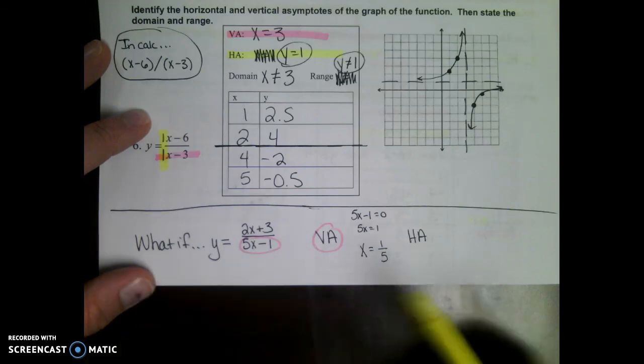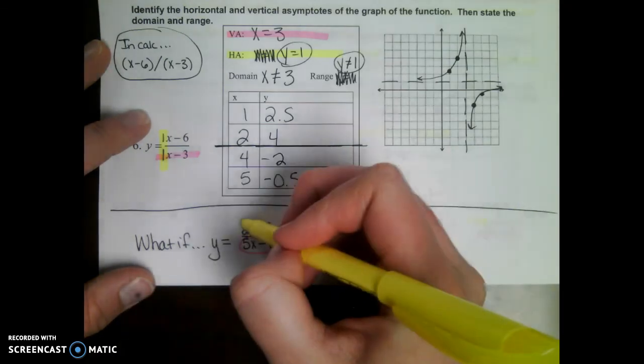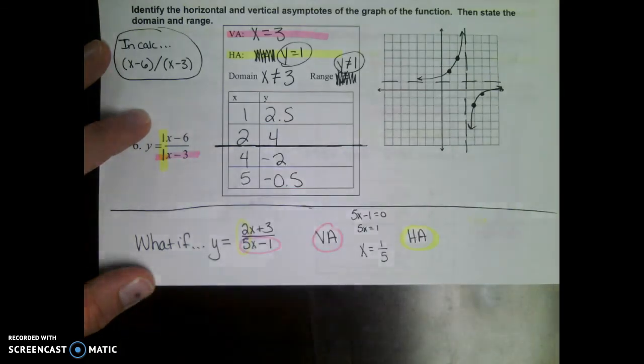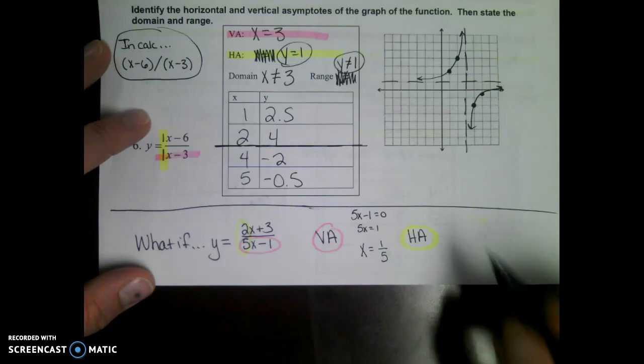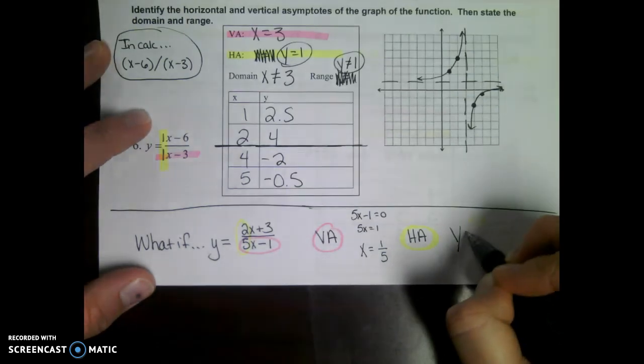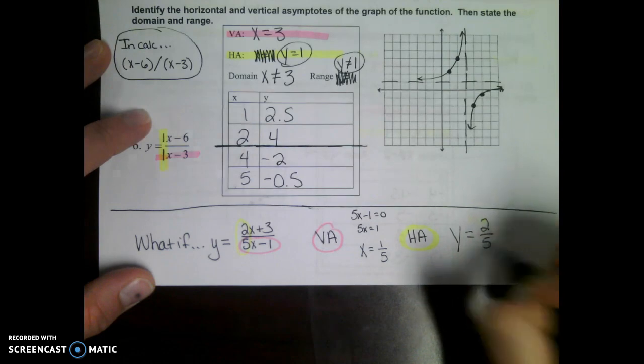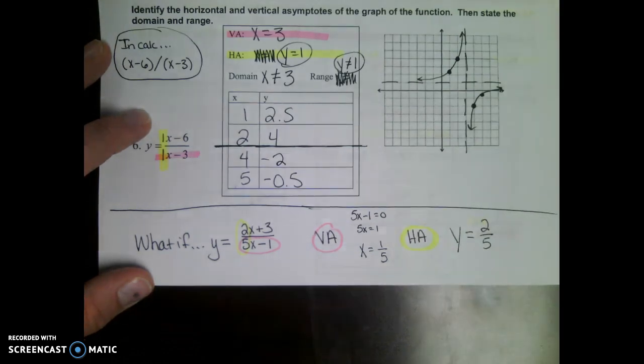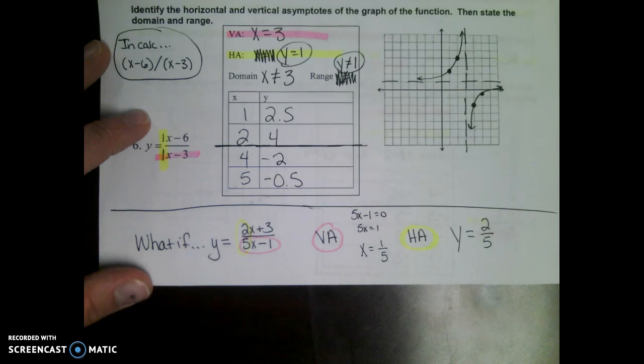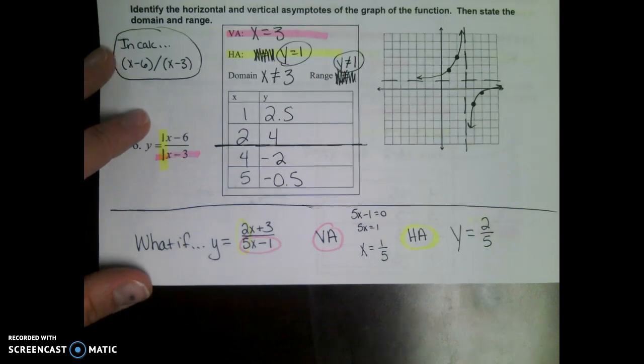The horizontal asymptote comes from the coefficients of the x's. What is 2 divided by 5? Honestly, just right. Y equals 2/5. If you want to change it to 0.4, you can, but you don't need to. Just put those numbers in simplified form. So 2/5 is the horizontal asymptote.